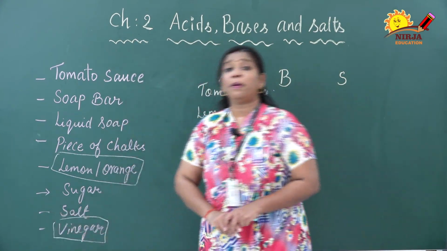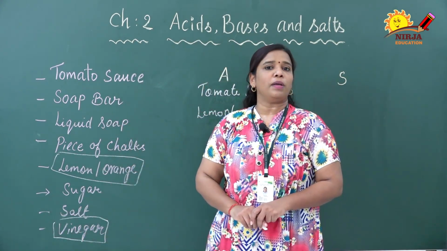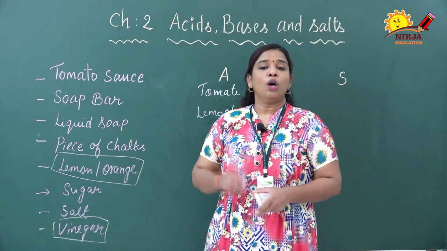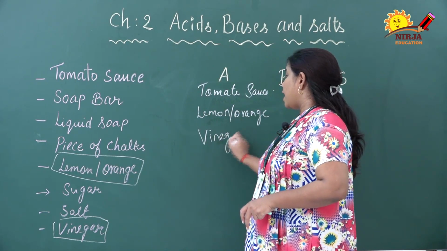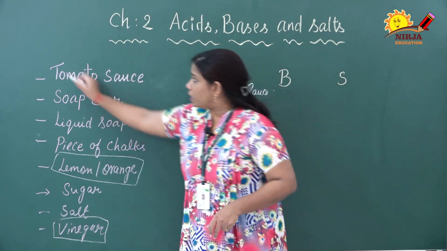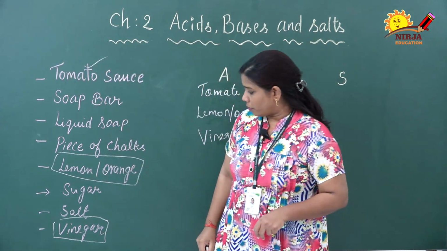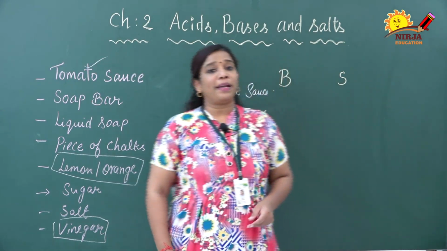The next one is vinegar. Vinegar acts as a pickle preservative or other preservative. It is made up of acetic acid. So this vinegar also goes under the category of acid. You just check, is there any other substance? Right. Next we are going to separate bases.